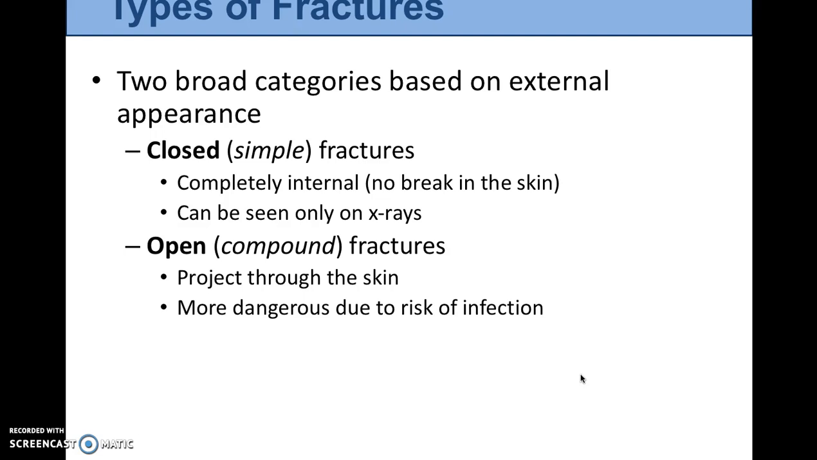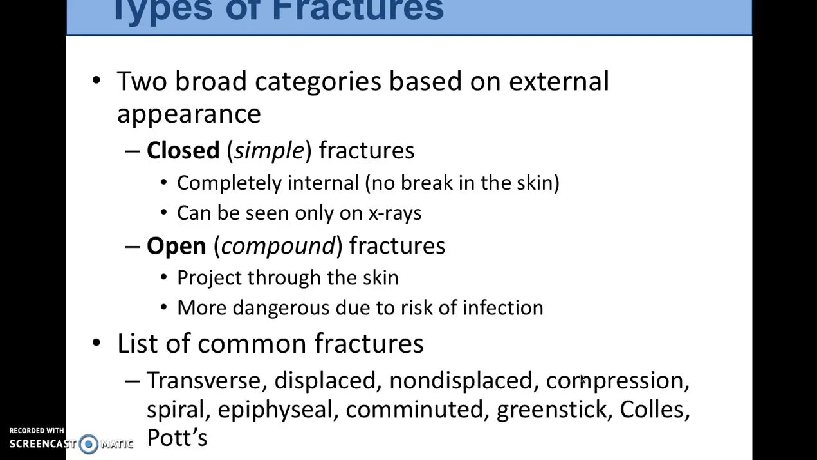Okay, so then there are some common types. There's the transverse fracture. The book does a really nice job of putting x-ray images of these so you can see exactly what it's like. There's transverse, displaced, non-displaced, and compression. Spiral is more of a twisting motion. Compression, we tend to see in things like vertebrae, where there can be pressure from top and bottom placed on it. The epiphyseal ones are near the epiphyseal plates, in the epiphyses of the bones.